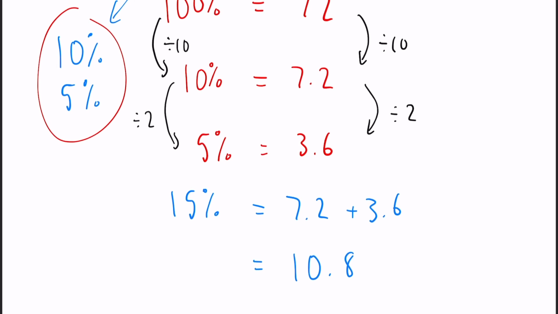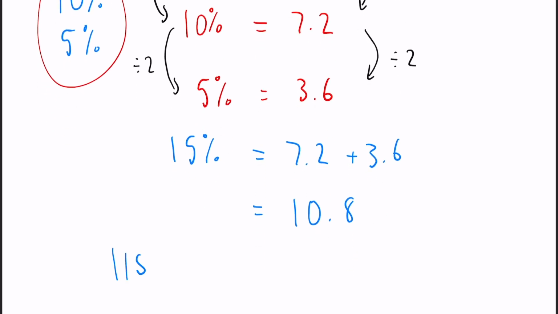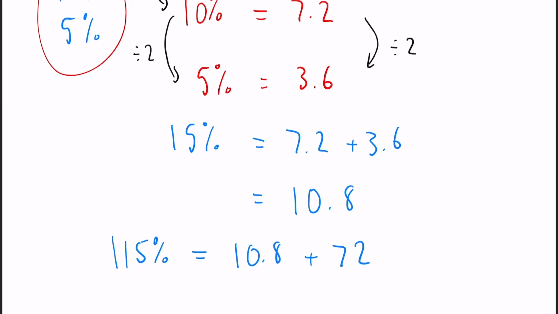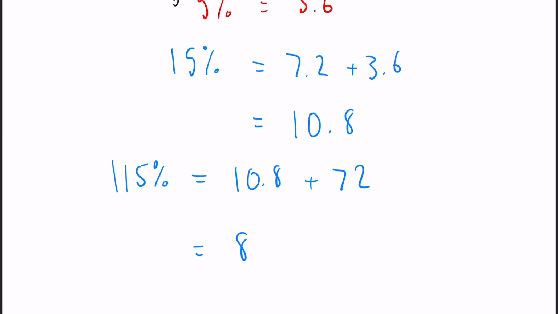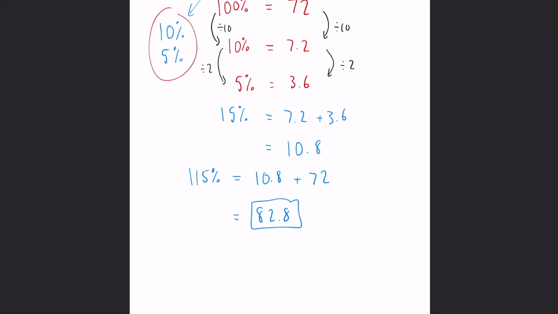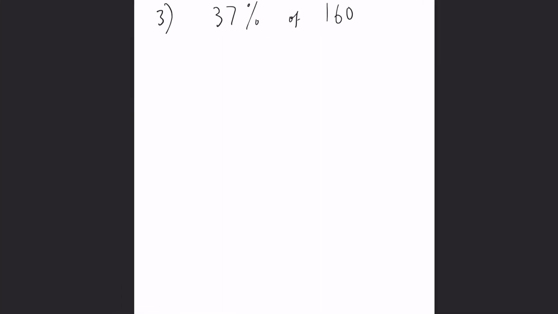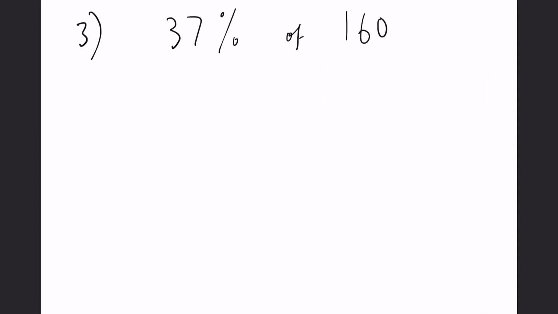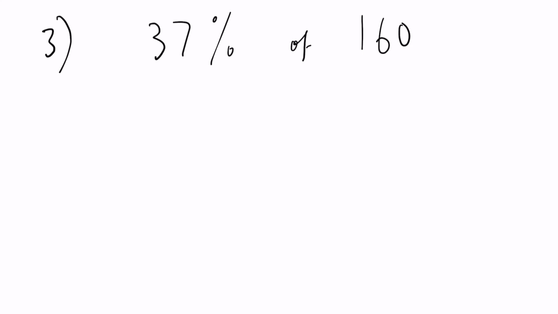So 115%, which is what the question was asking, is going to be 10.8, which is that 15% we just worked out, added to our original 72, leaving us with 82.8, and that is going to be our final answer. Okay, now this will be most likely for our higher candidates. So this one is the most difficult out of the 3, I would say. But the methods we apply are still exactly the same.